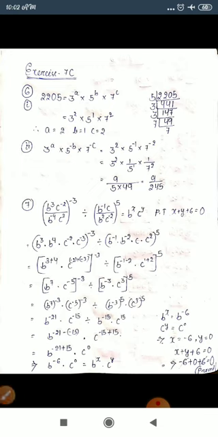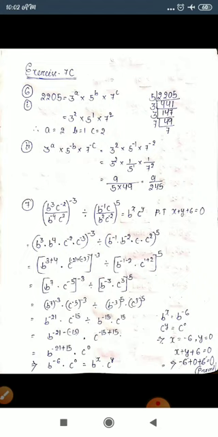Now students, just see question number 7. If B cube C to the power minus 2 by B to the power minus 4 by C cube, whole to the power minus 3, divided by B inverse C, B square and C to the power minus 2, whole to the power 5, equals B to the power X C to the power Y, prove that X plus Y plus 6 equals 0. This question looks complicated, but don't worry, we'll solve it step by step.